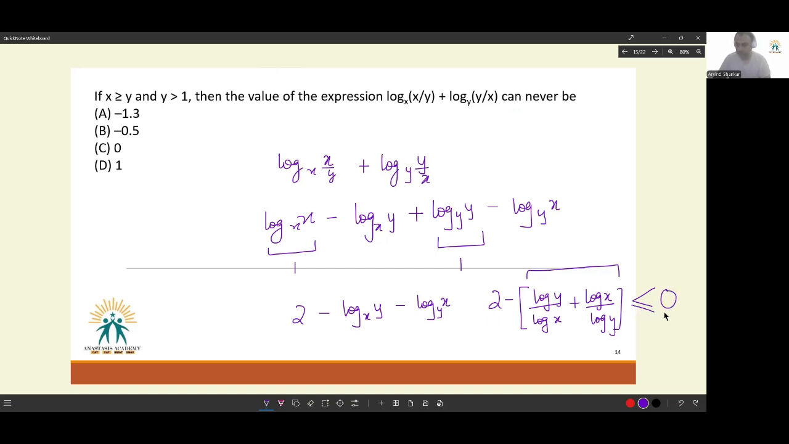The value of this entire expression will be less than or equal to 0 because the minimum value of the bracketed portion is going to be 2. Given that, which of the following values the expression cannot take will be option D, 1. Okay.